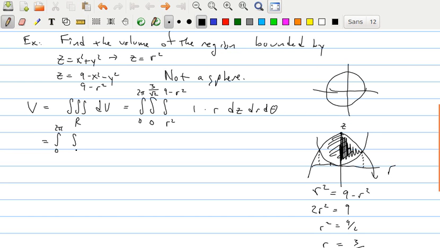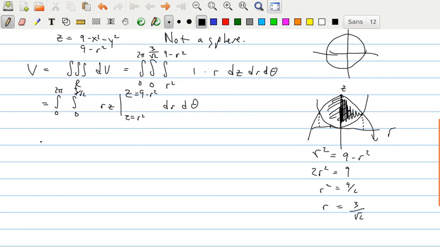Integral from 0 to 2 pi, integral from 0 to 3 over radical 2. Now this inside function we integrate with respect to z. r is constant, so we just pick up a z. And we evaluate from z equals r squared to z equals 9 minus r squared, dr d theta.